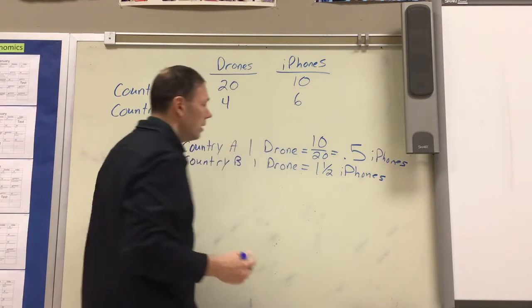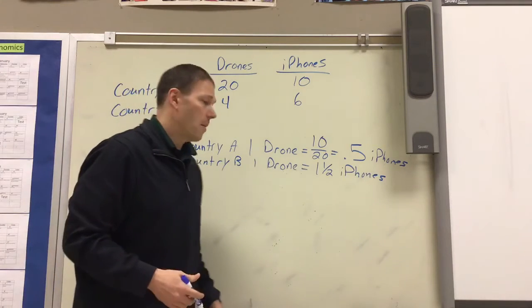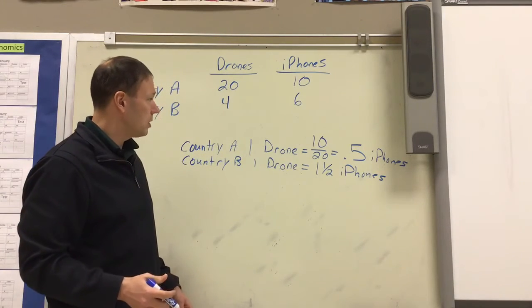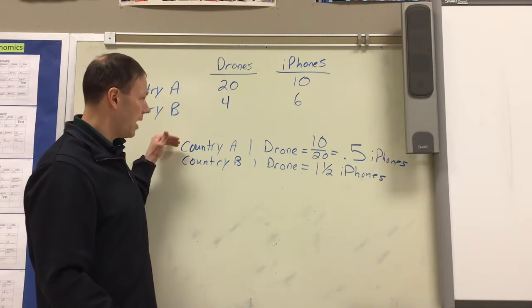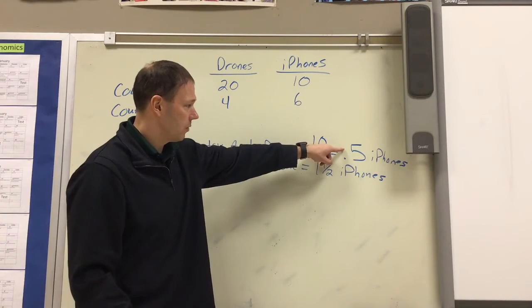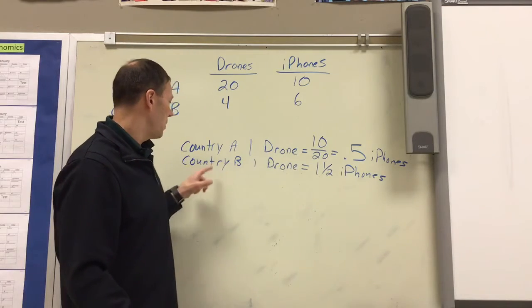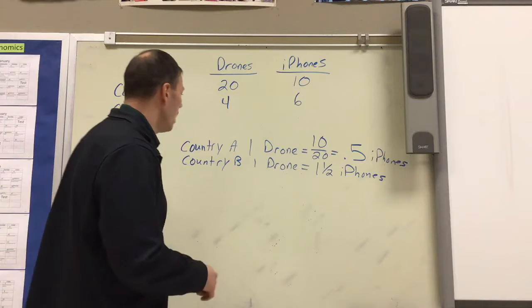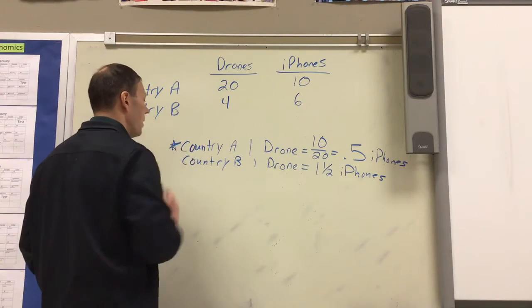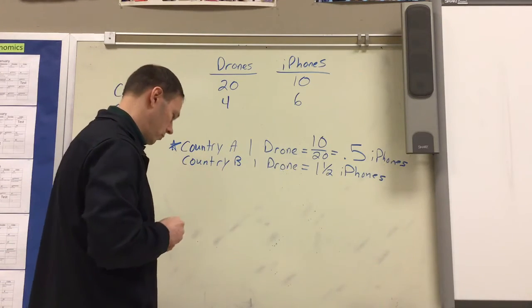Now, we know what they give up. We know what their opportunity cost is. Now that we know the opportunity cost, the question is who has the lower opportunity cost. And as you can see, country A gives up fewer iPhones, just 1/2 of one, compared to country B, which gives up 1 1/2 iPhones to make their drone. So country A has the comparative advantage in drones.